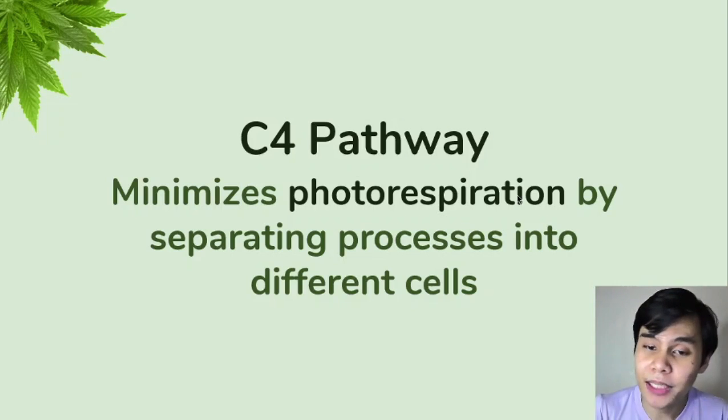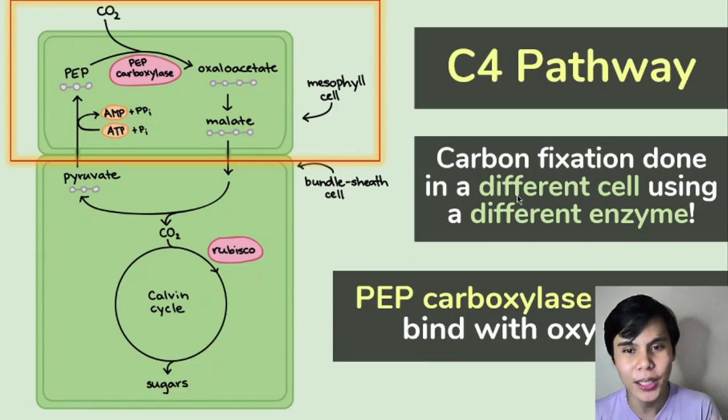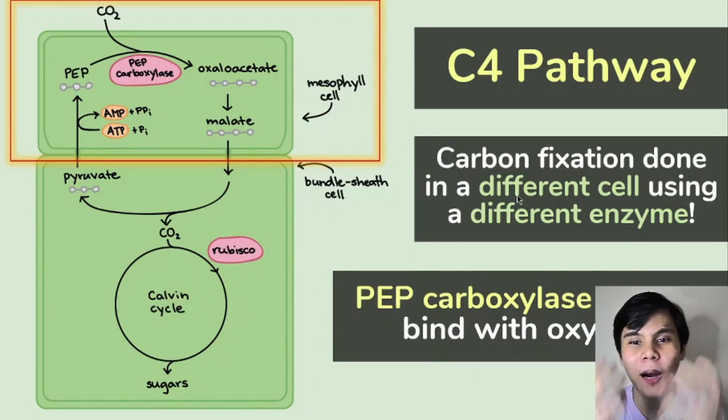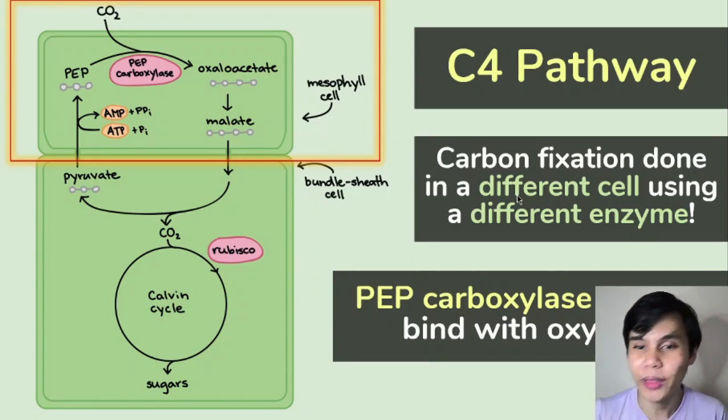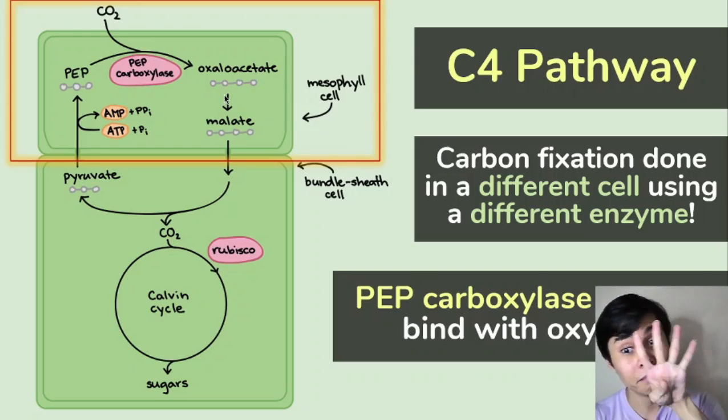So C4 minimizes photorespiration by separating the processes into different cells. So here's how it works. In the C4 pathway, carbon fixation, the one with the Rubisco thing, is done in a different cell using a different enzyme. If we look here in the mesophyll cell, we have a different enzyme that's attaching a carbon from carbon dioxide to a different molecule to make a 4-carbon molecule.